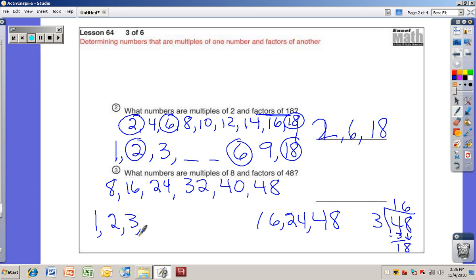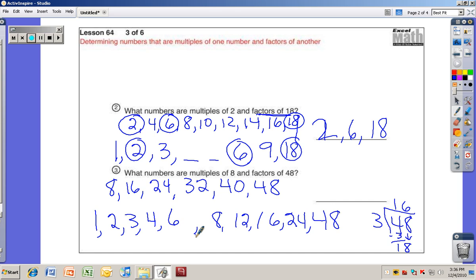Now, how about 4? Does 4 go into 48? Sure does. If you know your 12s, you know that 4 times 12 is 48. Does 5 go into 48? Nah, doesn't go into 48. How about 6? Oh yeah, 6 times 8 is 48. And 7 is the only number left to check. 7 doesn't go into 48 evenly.